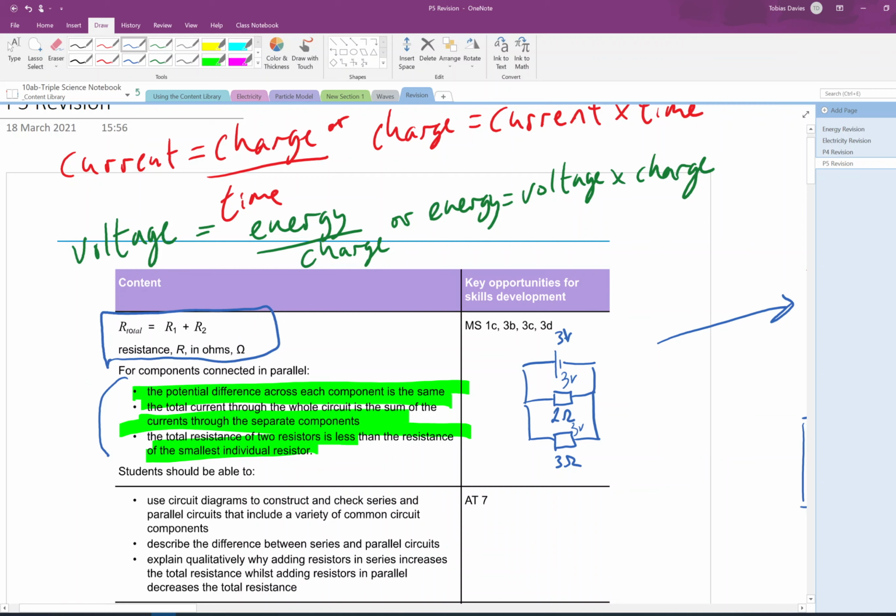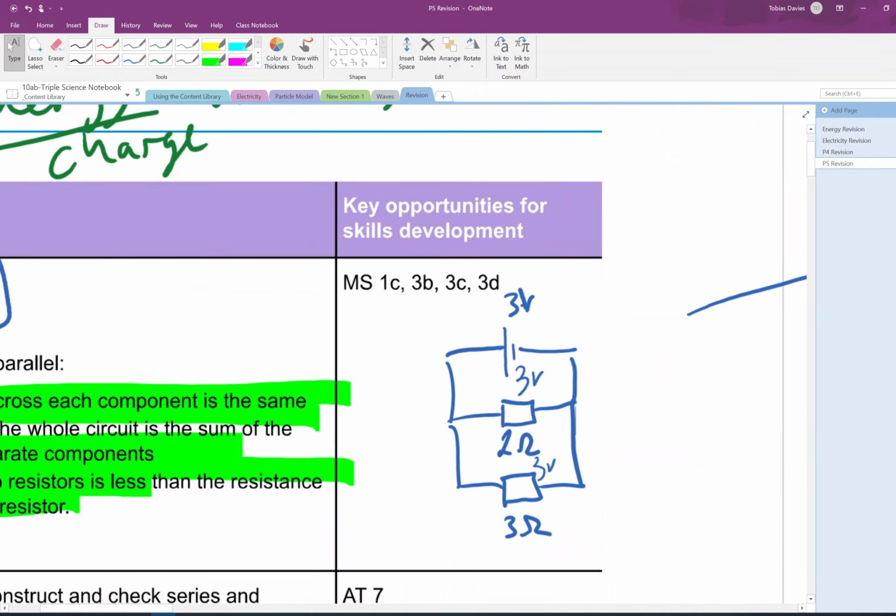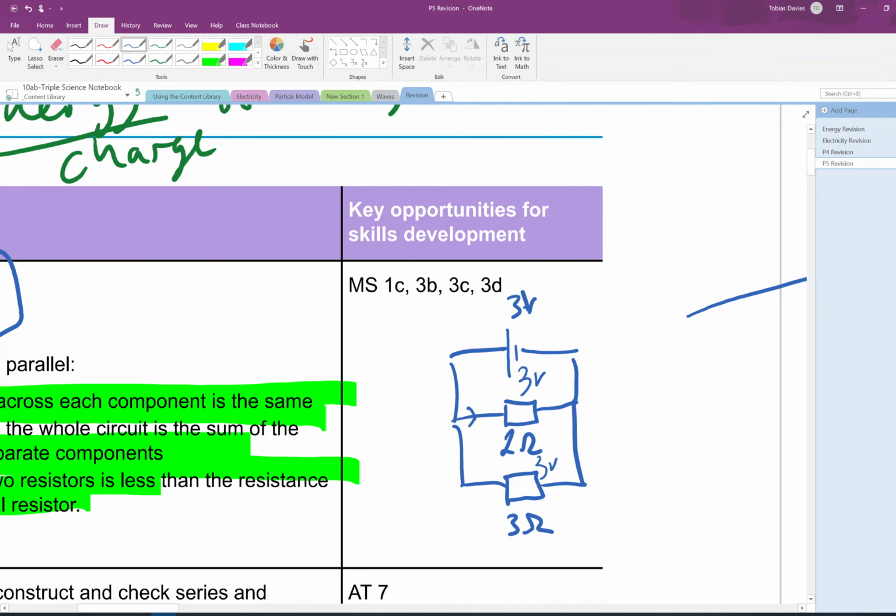So the total current through the whole circuit is the sum, because of that idea that your current can split. So we've got a current coming in, and that's the total current, and it'll split up into this current here, which I'm going to call I1. Believe it or not, that is a 1, and then this one here is I2. So the total current is equal to the first current and the second current, so first branch and second branch added together.